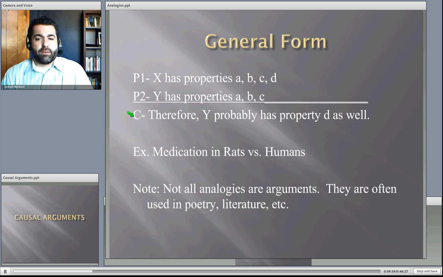An example might be medication in rats versus humans. So I'm a scientist. I want to see how this new hand lotion is going to affect human skin. I'm going to test it on rats. I'm going to rub the lotion all over the rats. I'm going to see how it affects their skin. And then how it affects their skin, I'm going to say, well, it's probably going to do the same thing to humans. We say rats are mammals, humans are mammals. Both warm-blooded. Both have skin and hair.